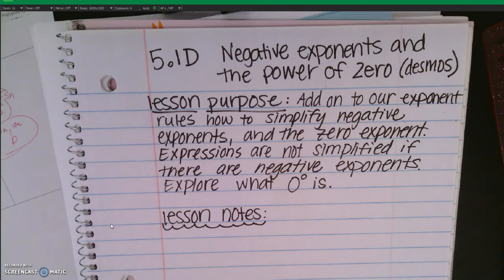Now let's make sure we're writing in our notebook entry for 5.1d, negative exponents and the power of 0 on Desmos. Our lesson purpose is we're going to add on to our exponent rules how to simplify negative exponents and 0 exponents. And the 0 exponent expressions are not simplified if there are negative exponents, and we're going to explore what 0 to the 0 is.